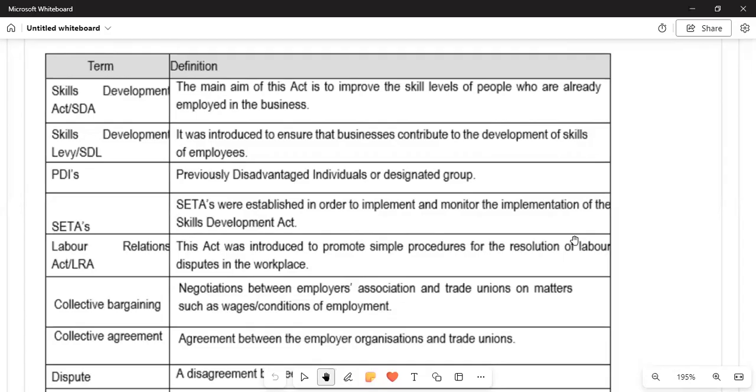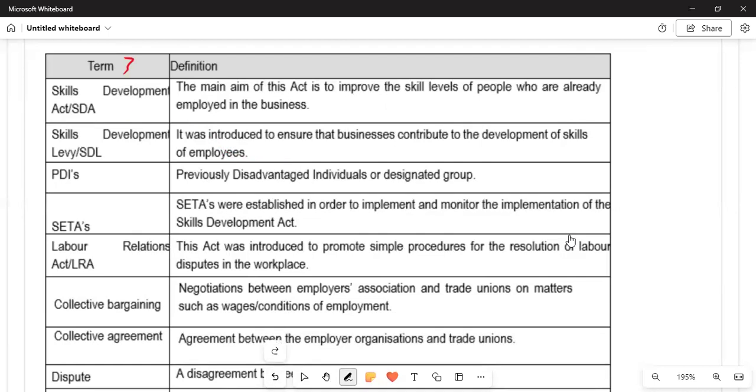So now, as you can see, there is a term and definition. The first act that I would like to talk about is the SDA, which is the Skills Development Act, in the business.